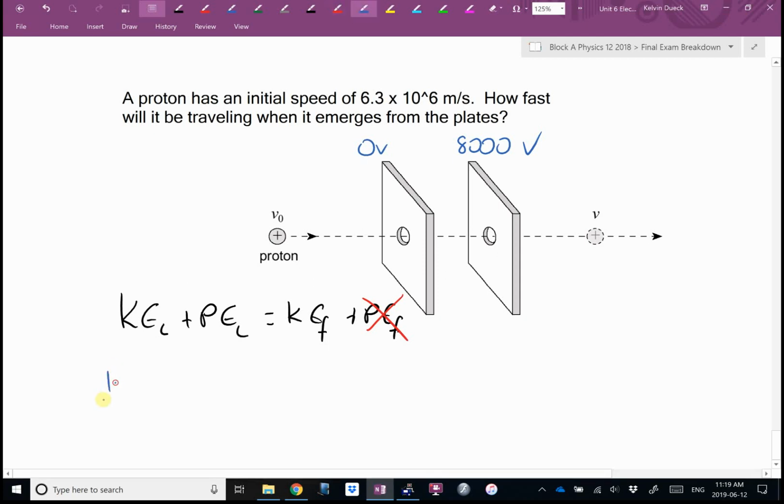Kinetic hasn't changed. It's going to be a half m v initial squared plus, what am I going to use for potential energy here? I heard someone whisper it quietly. Yeah, I'm going to use, again, QV. This was the equation that had the V and the V in it. Equals a half M V final squared. Again, I would probably choose to go times by 2, times by 2, times by 2. The 1/2 would cancel. Divide by M, square root. What's the change in voltage here? 8,000. Okay.